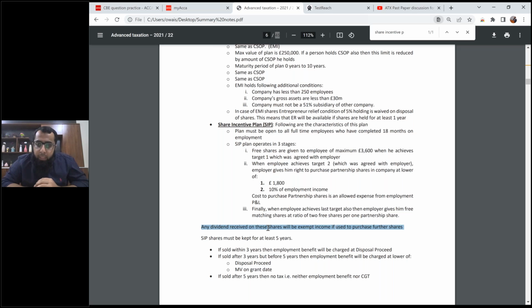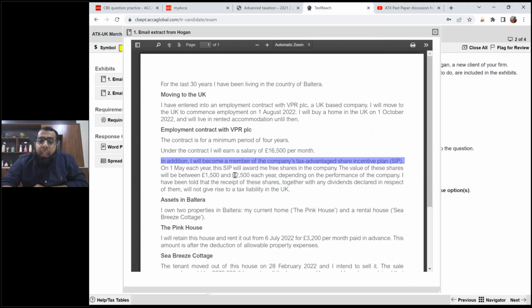update in it. Okay, so free shares can be given up till value of £3,600. So here, if you read, they are giving her free shares between £1,500 to £2,500. So that is within the acceptable limit. There will be no tax liability if these shares are retained for a period of at least 5 years. Okay, and if the dividends are also used to purchase further shares, then dividends will also get exempted from tax.